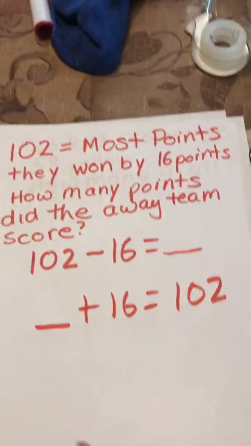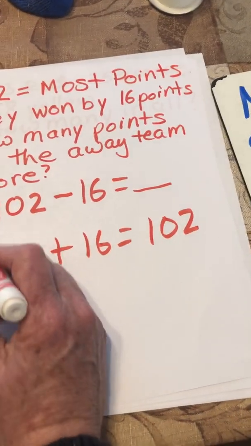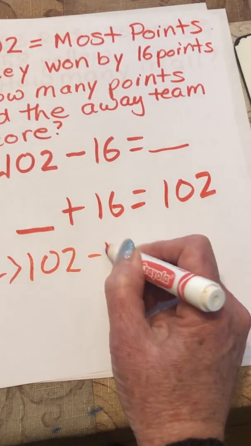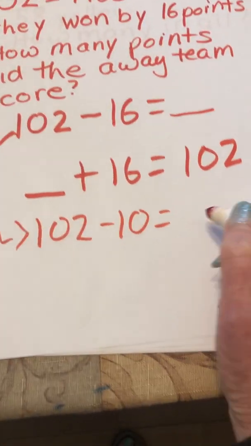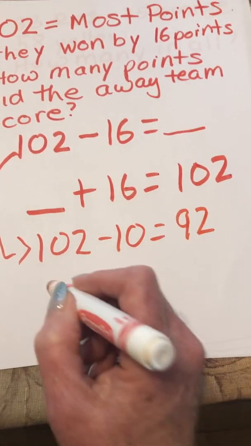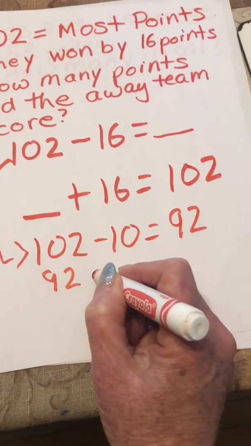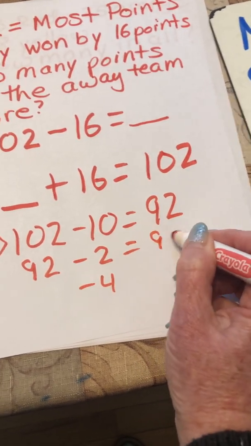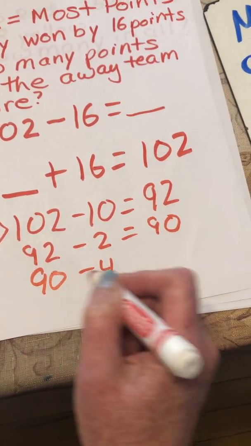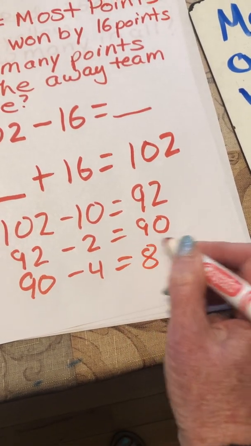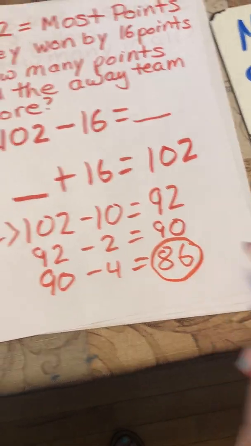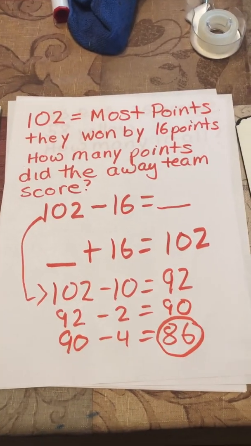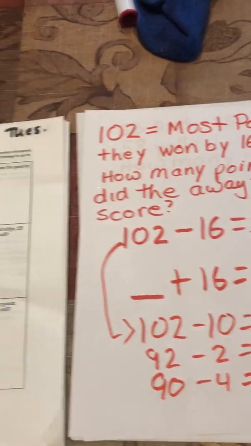And an efficient strategy for subtraction, I'm going to do the first one. 102 minus 10 from my 16 equals 92. 92, and I'm breaking my 6 up into a 2 and a 4 equals 90. And 90 minus 4 equals 86. So if you said that in your work they scored 86 points, that is correct. So that's the first problem.